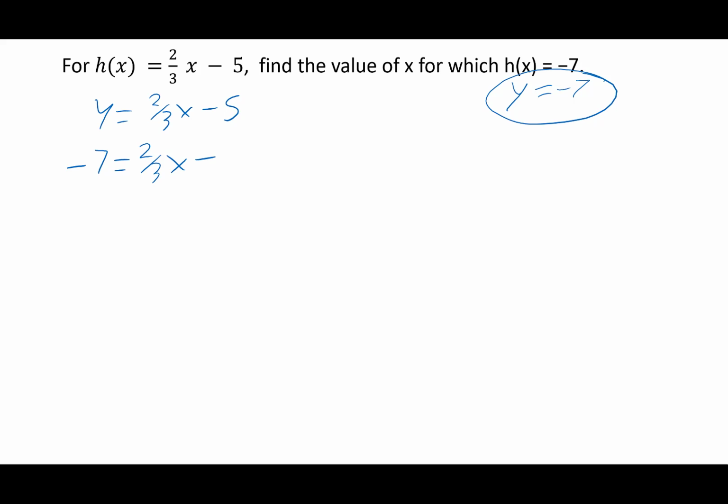So we get -7 is equal to 2/3 x minus 5. And can I solve that for x? Yes, I can. I'm going to add 5 to both sides, which leaves me with -2 is equal to 2/3 x. If you recall, we can undo a fraction by multiplying by its reciprocal, meaning I flip the fraction.